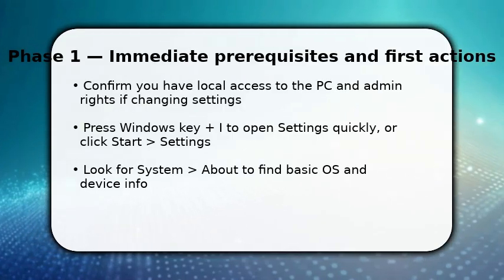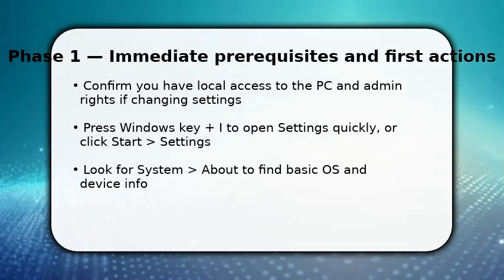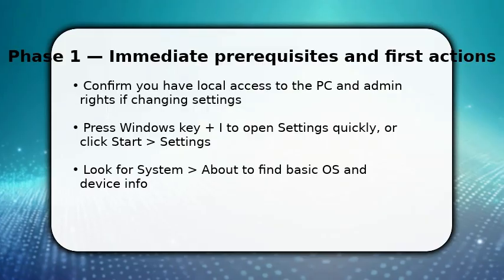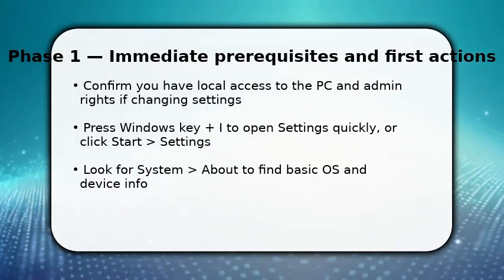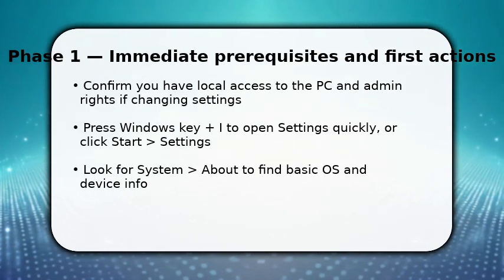The About page shows the edition, version number, and OS build. Note them down. If you plan to report or update, copy the build and version exactly. Those numbers determine update compatibility and support timelines.